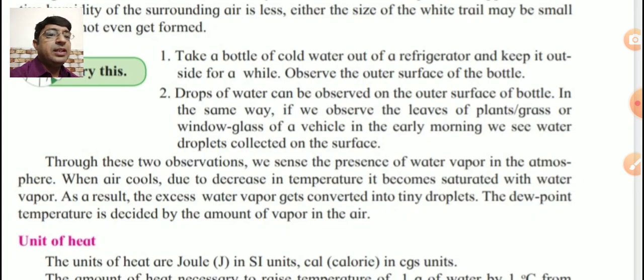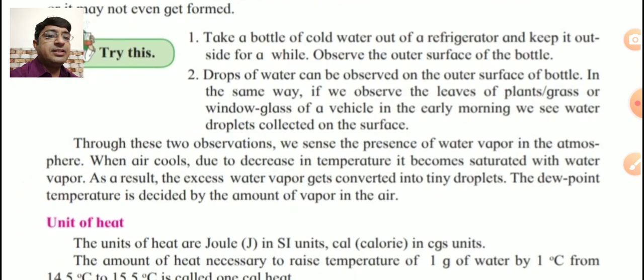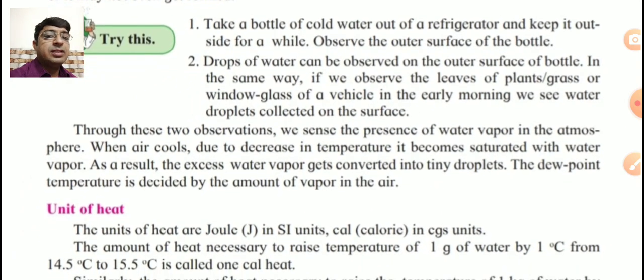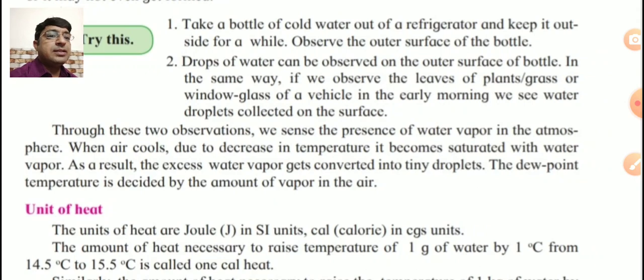In the same way, if we observe the leaves of plants or grass or the window glass of a vehicle in the early morning, we see water droplets collected on the surface. This is our general observation. Through these two observations, we sense the presence of water vapor in the atmosphere.